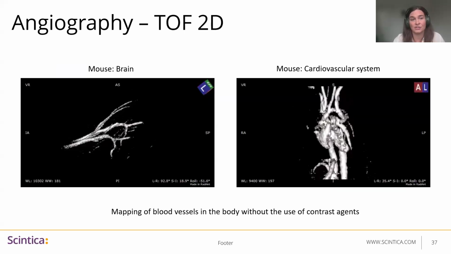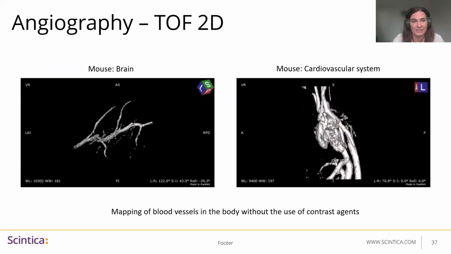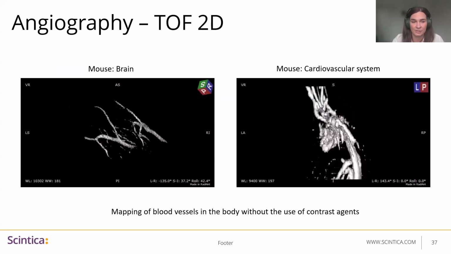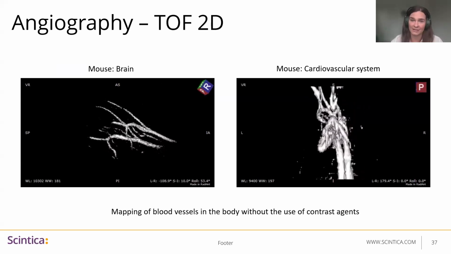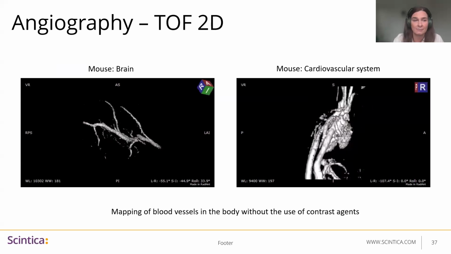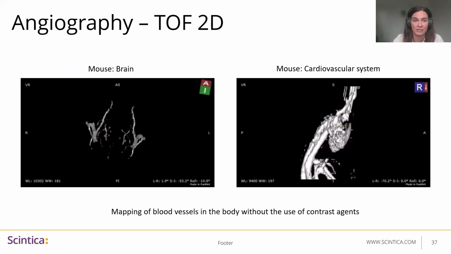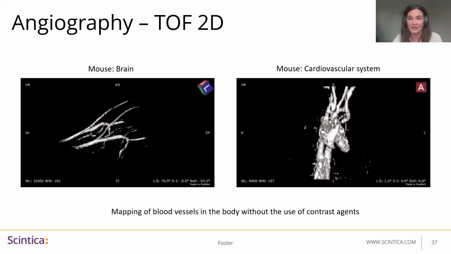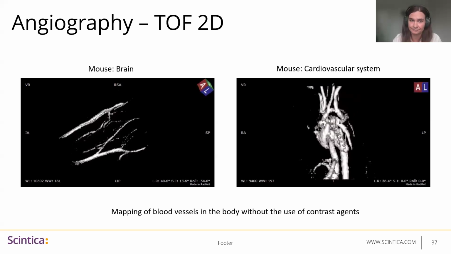We can also acquire angiography. This is a time of flight sequence that comes on the system. We're able to essentially map blood vessels in the body and the brain without the use of contrast agents. Here's a 3D reconstruction of the vasculature, some of the main vasculature in the brain, as well as the cardiovascular system.